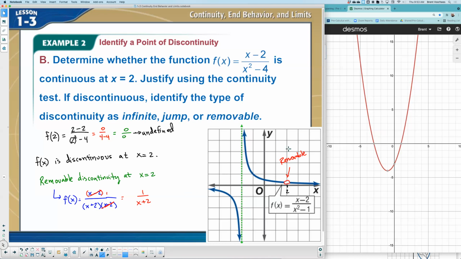I just call it removable. That discontinuity, it's not removable. That is an infinite discontinuity. So let's go ahead and just write that in so we know it. It's an infinite discontinuity at x equals, what is that? -2? Yeah. At x equals -2.